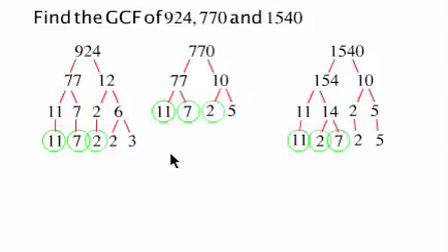Okay, if you notice, we have an extra 2 here in the first factor tree, but in the second one we don't have an extra 2, so we can't circle it. It's not common to all 3.